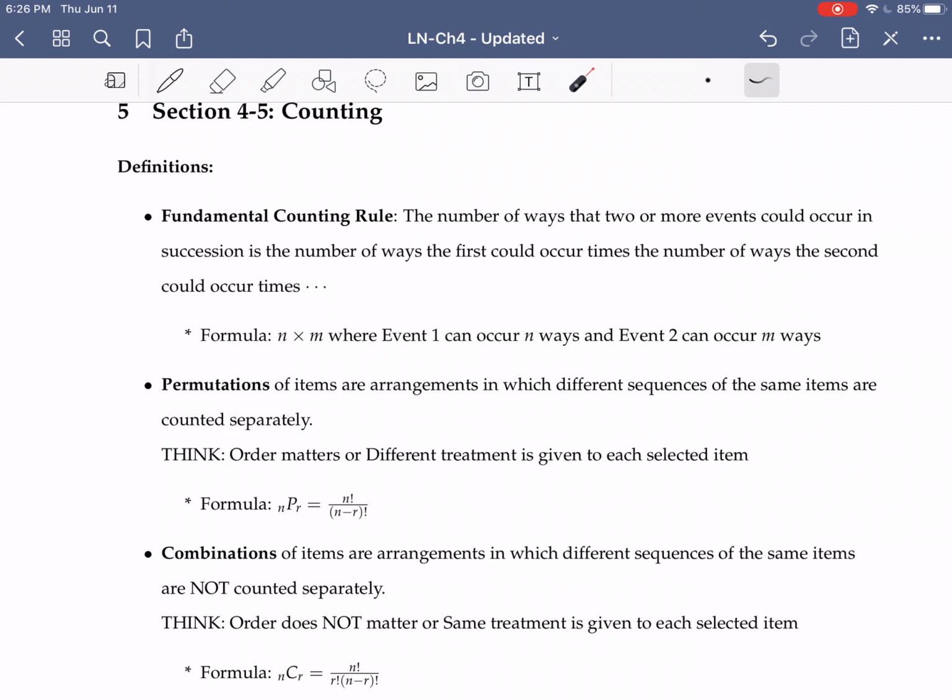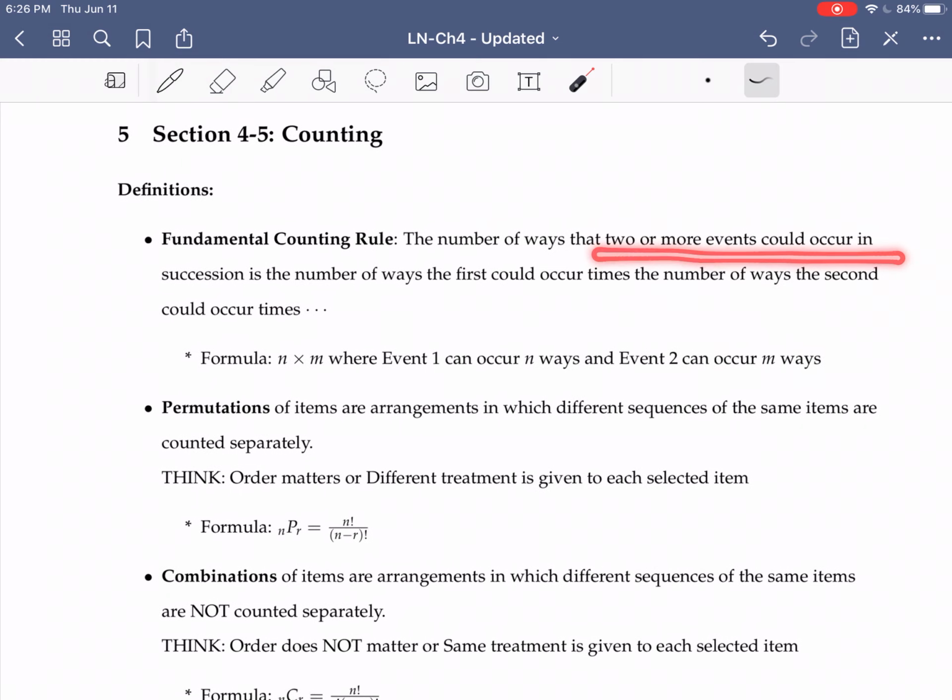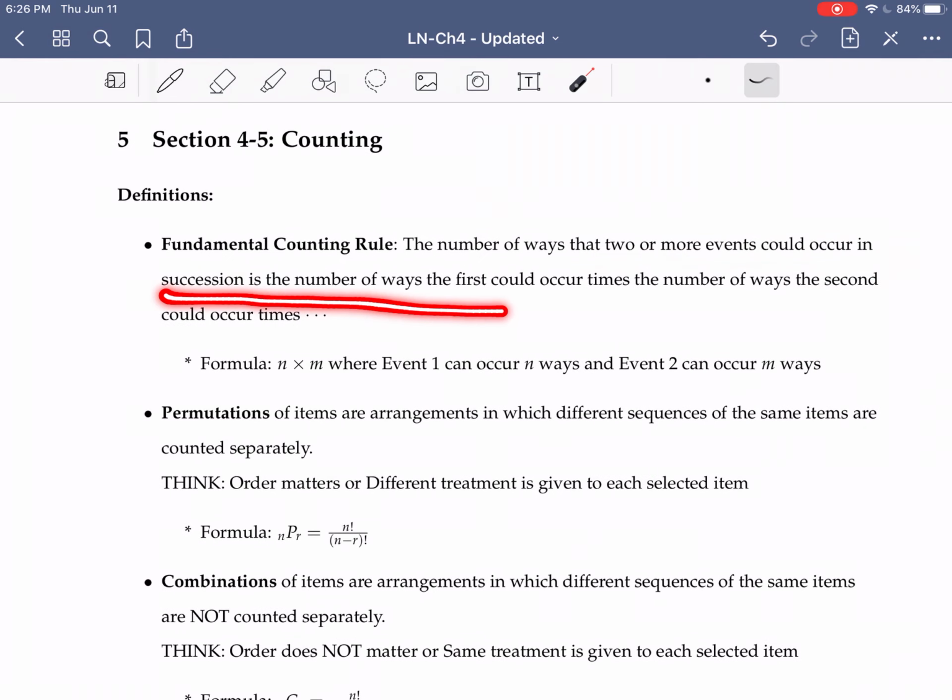In this video, we're going to talk about some counting rules really pretty quickly. The first rule we have is the fundamental counting rule. The number of ways that two or more events could occur in succession is the number of ways the first could occur, times the number of ways the second could occur, times the number of ways the third could occur, times the number of ways the fourth could occur, and we would continue on.